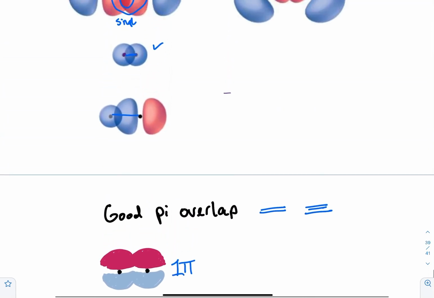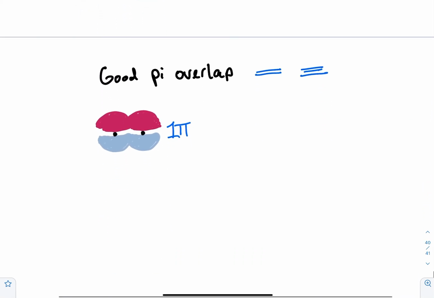Kind of like up here, this was just one sigma bond. It came from one S on one side and one S on the other side, making one sigma bond between them. Same over here. It was a P on one side and a P on the other, and the way it overlapped, it just formed the one pi bond.